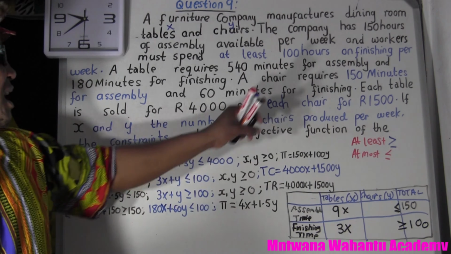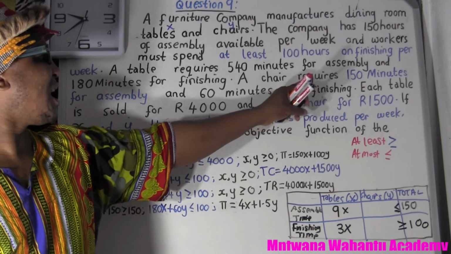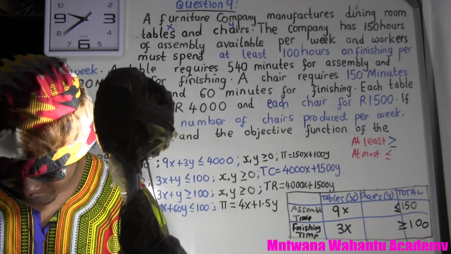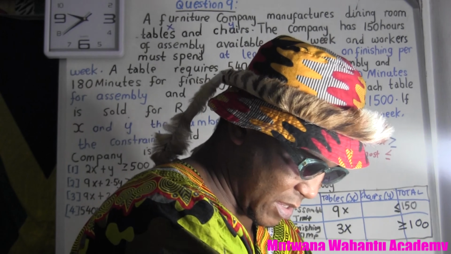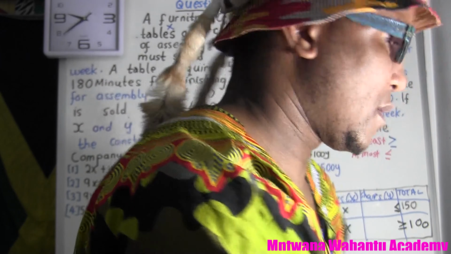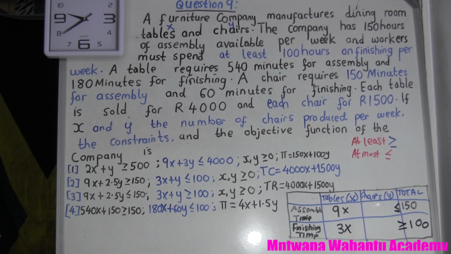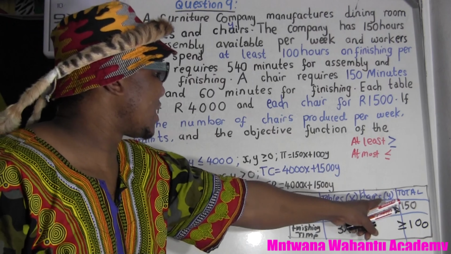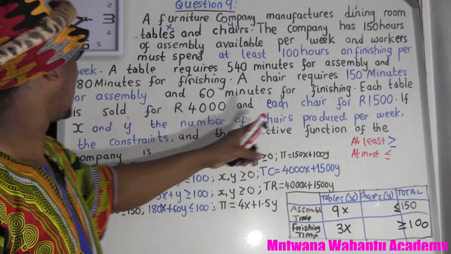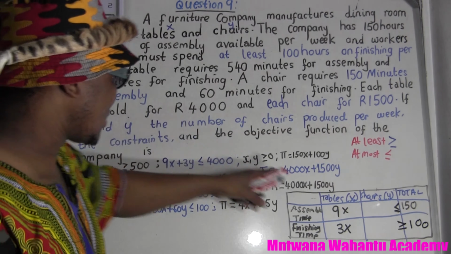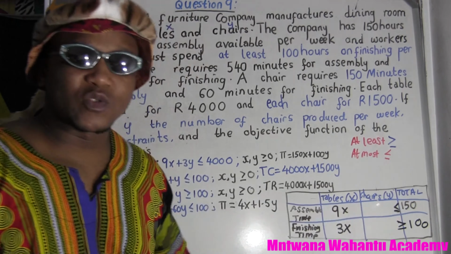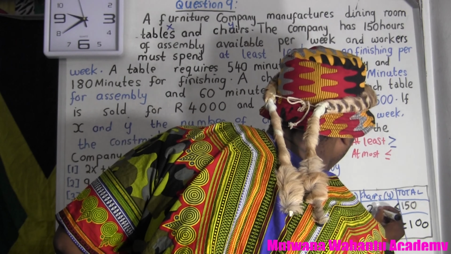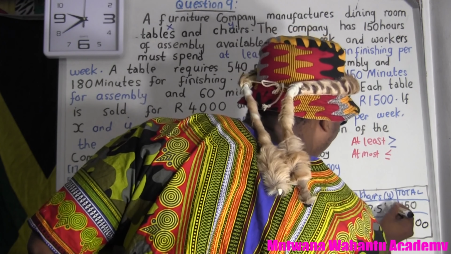Now let's go. They say a chair requires, okay, now we're on a chair here, 150 for assembly. So this is assembly, right? 150. So take 150 divided by 60, which is going to give you 2.5. Okay, but this is y, remember.